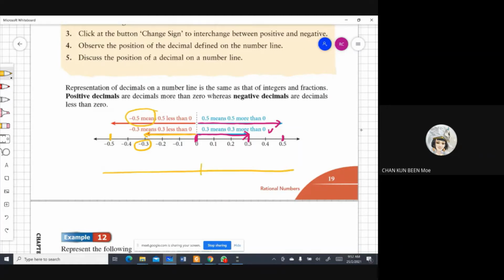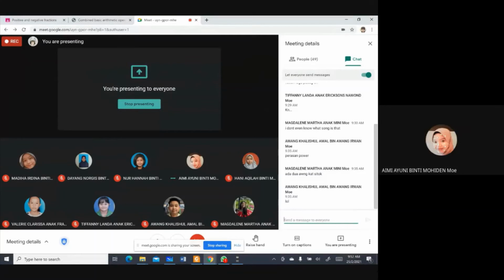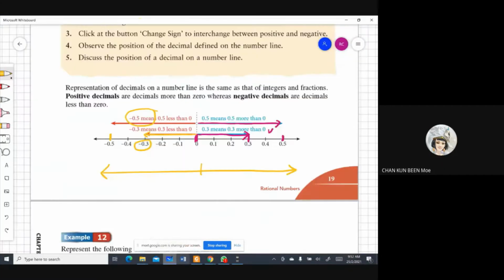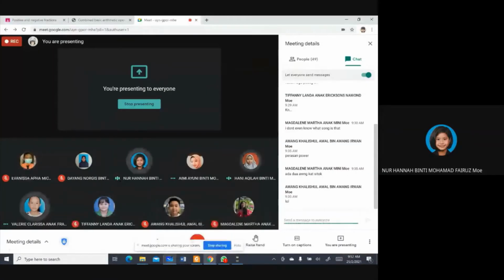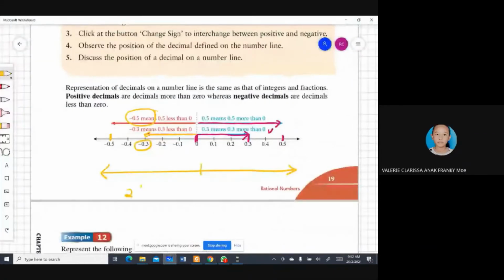So if I say 3 more than 0, is it on the right or on the left? Let me see, somebody, whether you can answer me or not. On the right. Yes, very good. It is on the right, correct. If I say 2 less than 0, left or right? Left. It will be left because, listen carefully, I said 2 less than 0. This is 0. If I say 2 less than 0, meaning it is negative 2. If I say 2 more than 0, then it will be a positive 2. Okay, understand? So we go through the example now.